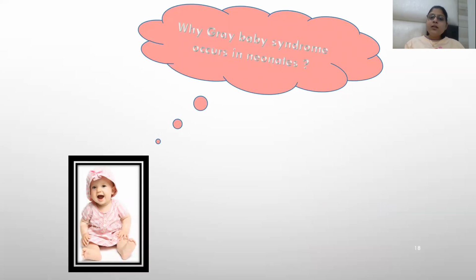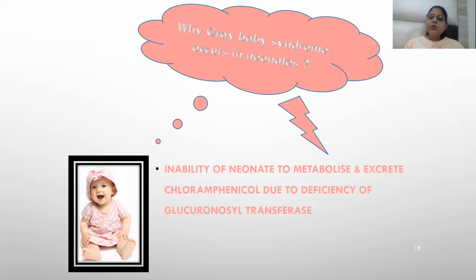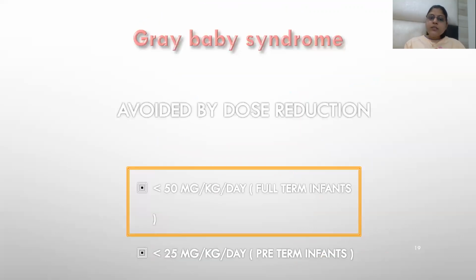Why does gray baby syndrome occur in neonates? Because of the inability of the neonate to metabolize or excrete chloramphenicol due to deficiency of glucuronyl transferase. Glucuronyl conjugation doesn't take place, so chloramphenicol levels in the body increase, leading to toxicity with cyanosis and other features. At high concentration, it inhibits electron transport in liver, heart, and skeletal muscle. It is avoided by dose reduction: less than 50 milligram per kg per day for full-term infants, and less than 25 milligram per kg per day for preterm infants.